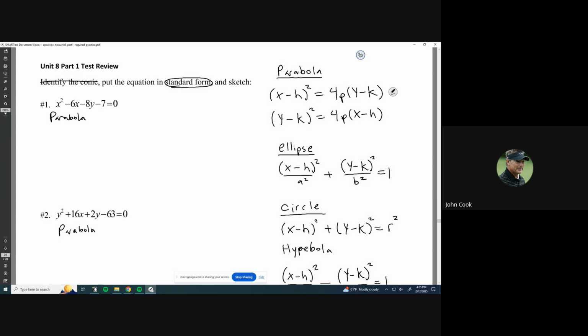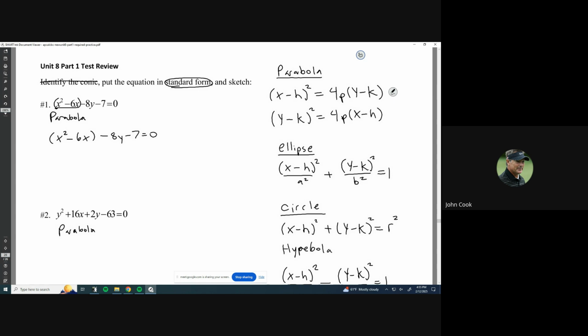All right, here we go. Standard form for number 1. I got to complete the square. So I complete the square with this stuff. I group the x's together, and so that'd be x squared minus 6x. Then I've got this other stuff, minus 8y minus 7 equals 0.